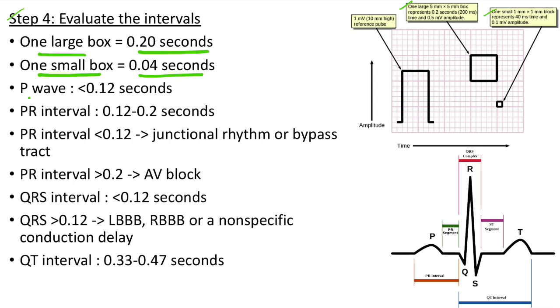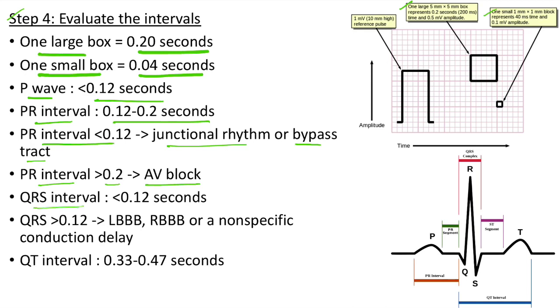The normal P wave should be less than 0.12 seconds. The normal PR interval should be between 0.12 to 0.2 seconds. If the PR interval is less than 0.12 seconds, it indicates junctional rhythm or bypass tract. If the PR interval is more than 0.2 seconds, it may indicate AV block.